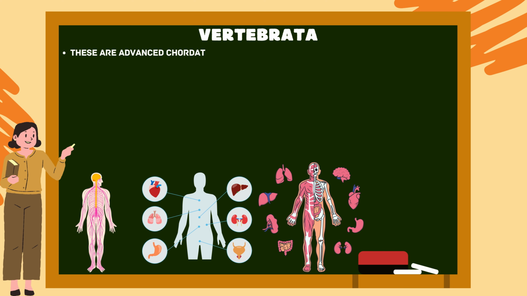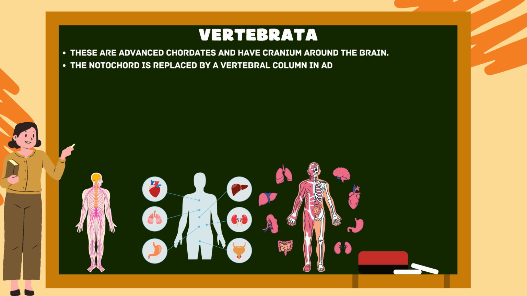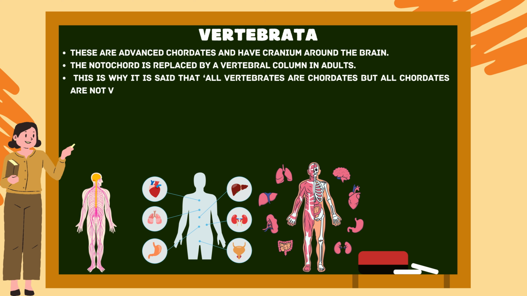Vertebrata. These are advanced chordates and have a cranium around the brain. The notochord is replaced by the vertebral column in adults. This is why it is said that all vertebrates are chordates, but all chordates are not vertebrates.